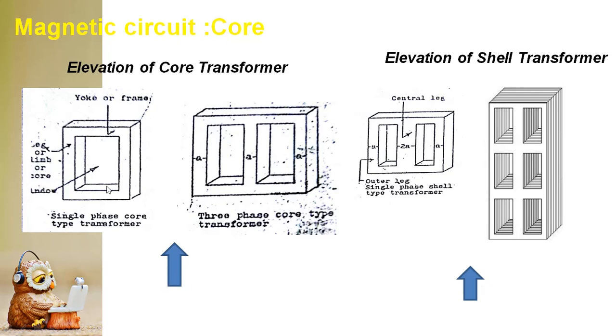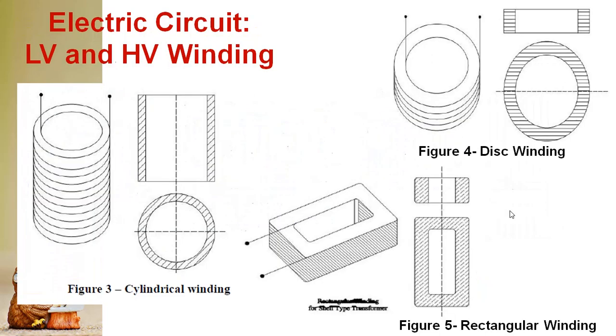So from the front, a single phase core looks like this, a rectangle, and this is the three phase core, the single phase shell, and then the three phase shell. This is nothing but your elevation part. Front view is nothing but an elevation part. So from the front view, the magnetic circuits look like this. Clear? This is the elevation of core and shell transformer.